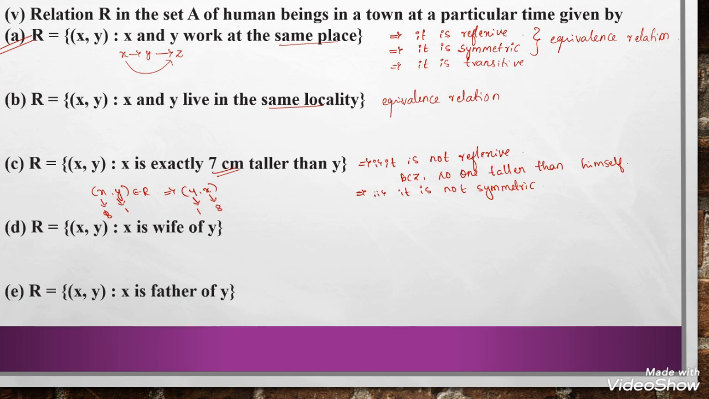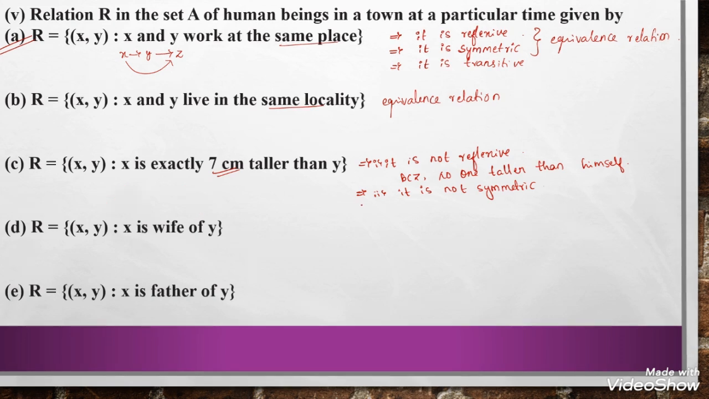Now, while comparing here, y is exactly smaller than x. Okay, y is exactly smaller than x. But it is not possible because our condition is x is exactly 7 centimeter taller than y, which means x is related to y, but y is not related to x under the same condition. Okay, the condition does not satisfy here. That's why it is not symmetric.